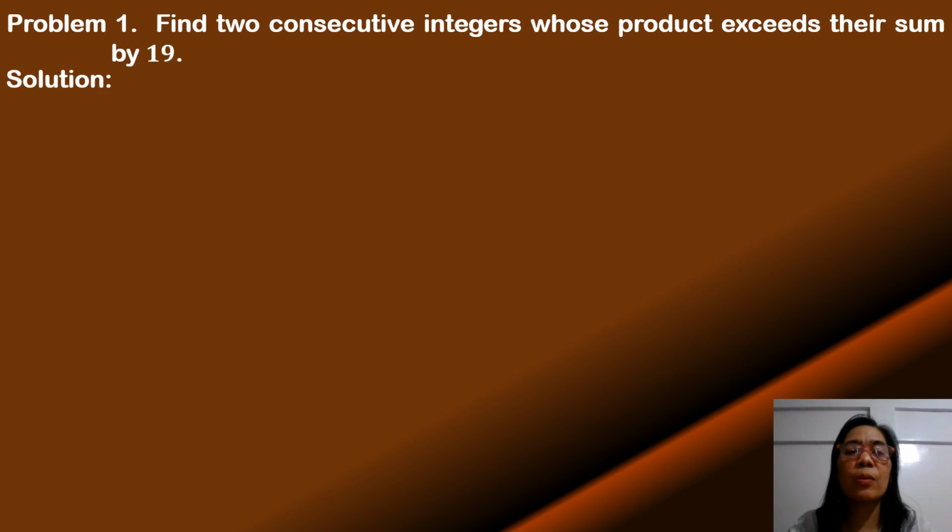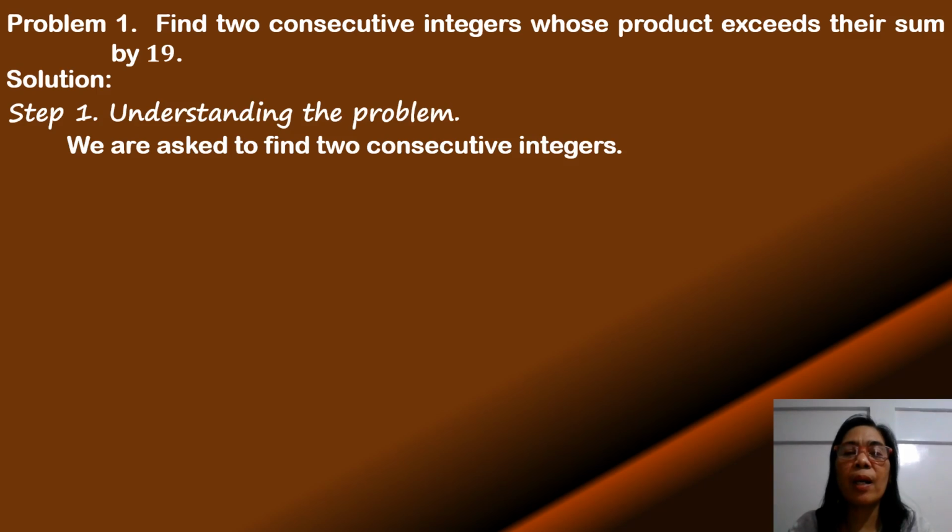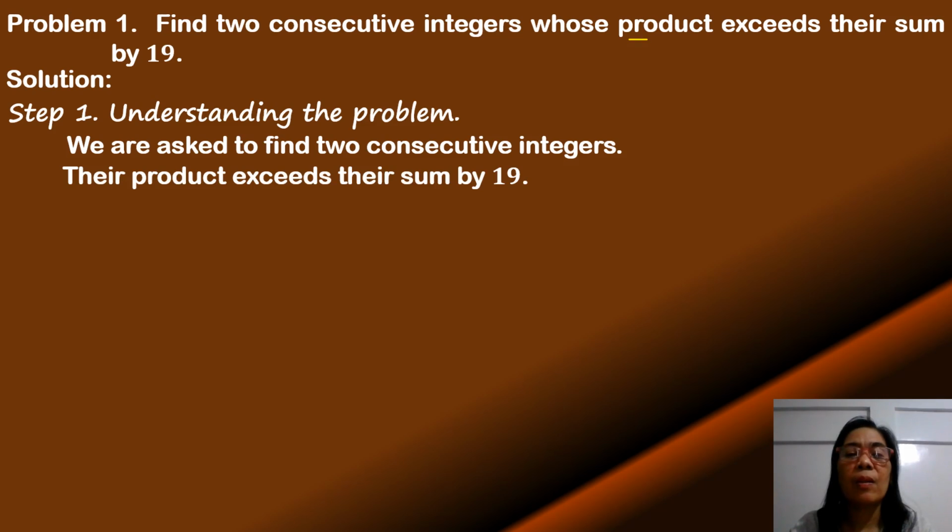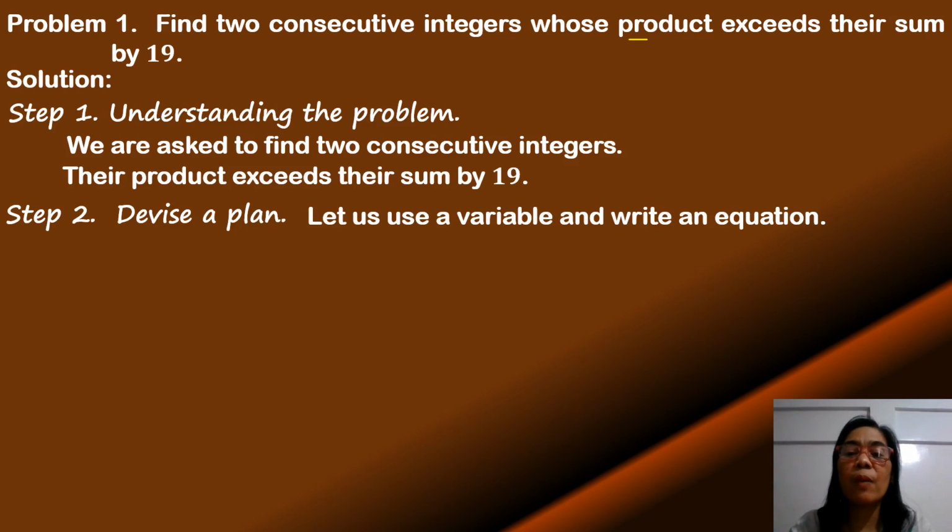We start our solution by understanding the problem. In the problem, we are asked to find two consecutive integers. It is also given that their product exceeds their sum by 19. So we proceed to the next step, which is to devise a plan. Knowing that this is a number problem and we are asked to find consecutive integers, we make use of a variable and we can write the equation based on the given condition.